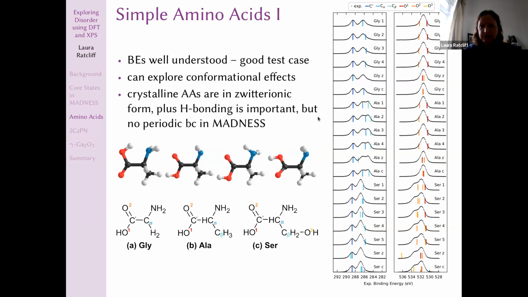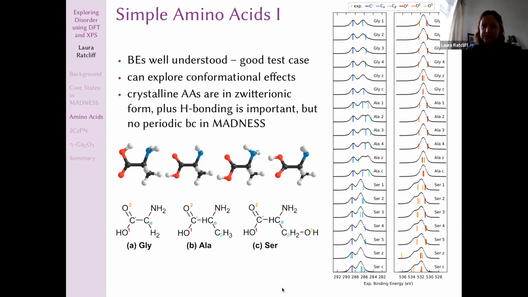But the problem is MADNESS only works for molecules. We don't have periodic boundary conditions, which means we can't do molecular crystals. We did try to do some clusters of amino acids, but because of the charges that arise in this zwitterionic form, it gets pretty difficult to build a sensible cluster. And if we just calculate a gas phase zwitterion, which is not really stable, so probably not wise anyway, you also get completely the wrong binding energies for the carbon atoms.